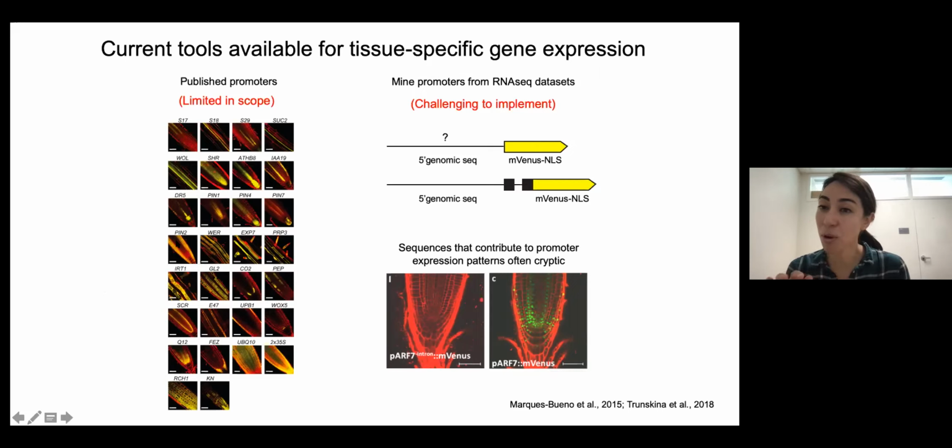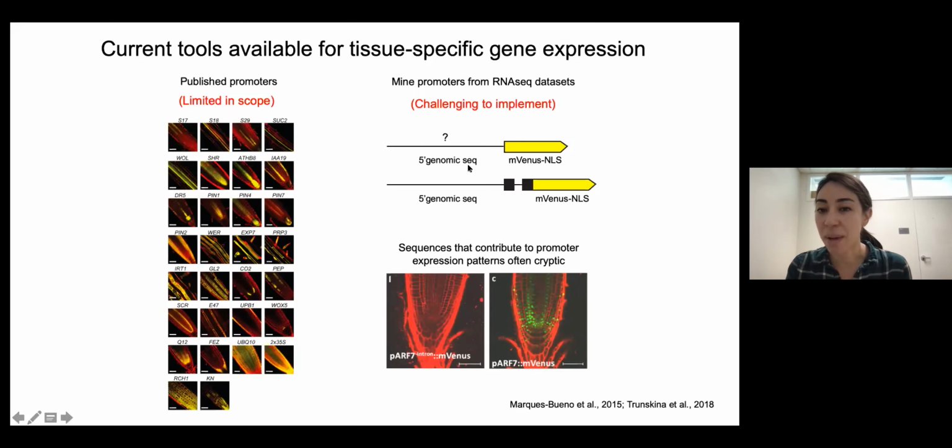But if there's no promoter in the literature that has the expression pattern that you're interested in, then you need to start being a little bit more creative. One thing you might think of doing is to mine promoters from an RNA-seq data set. So in this case, you would dissect out different cell types and then look for genes that are expressed only in the cell types that you're interested in, and then try to use the promoter region for that gene to drive your gene of interest. That sounds straightforward, but it's actually somewhat challenging to implement because we don't know what regions of the genome actually serve as the promoter for most of these genes.